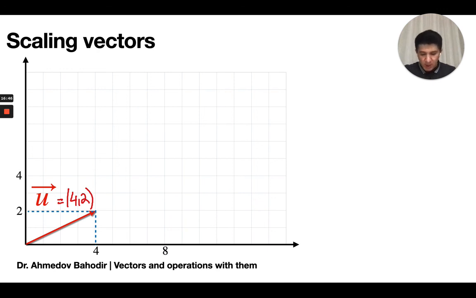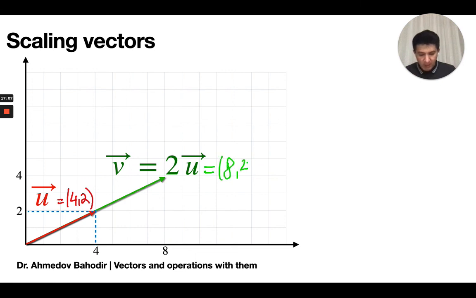I would like to understand what it does geometrically. If you multiply this vector with the coordinates 4 and 2 by 2, you are going to get this green vector with the same direction as the u, but which is simply twice longer than the u. So this v vector is going to have the coordinates 8 and 4, and it is going to have the same direction, but the length is going to be twice as much. When you multiply a vector by a constant, it will simply scale the vector. It will just change the length. It doesn't change the direction of the vector.